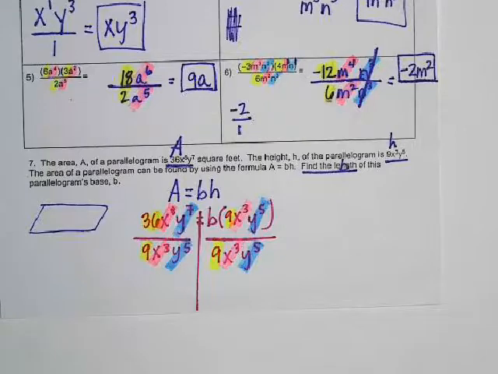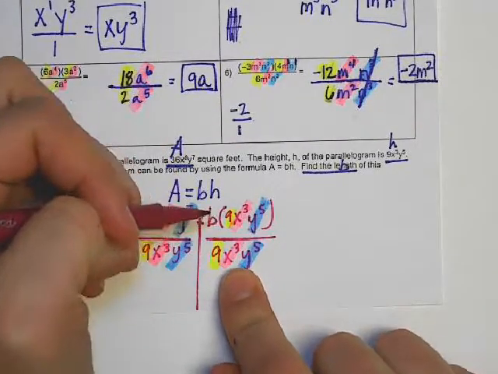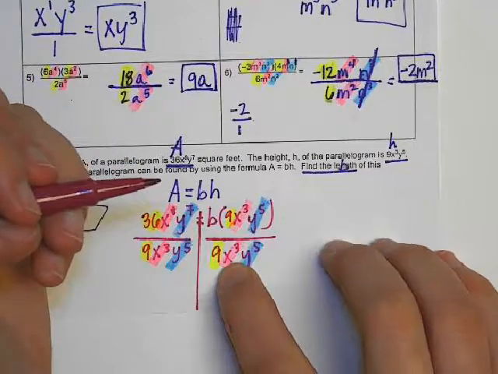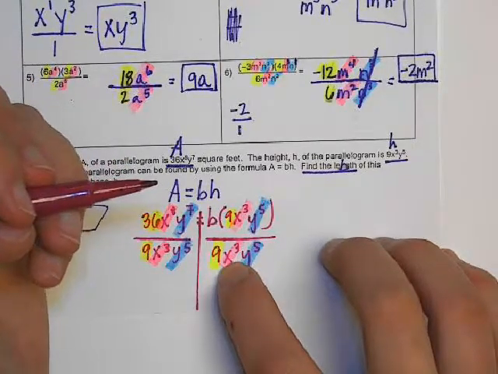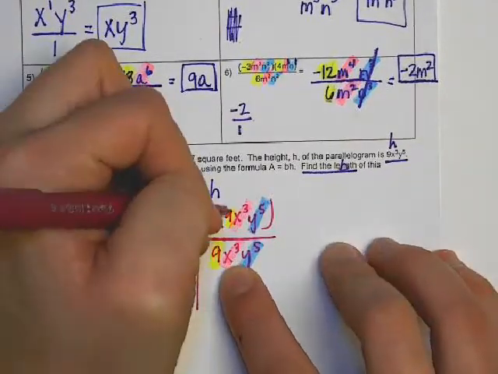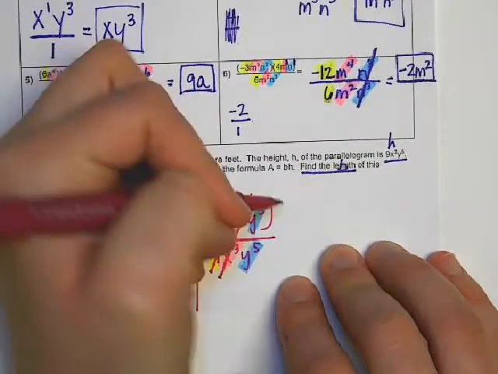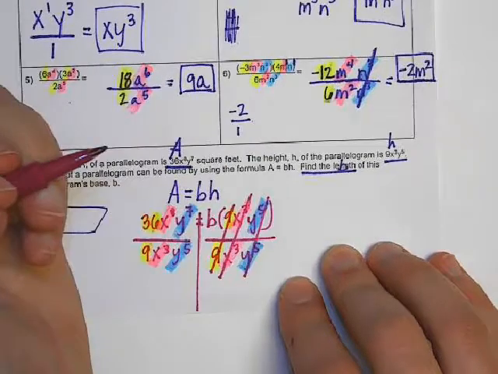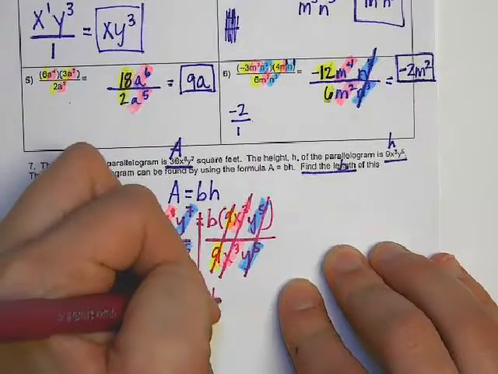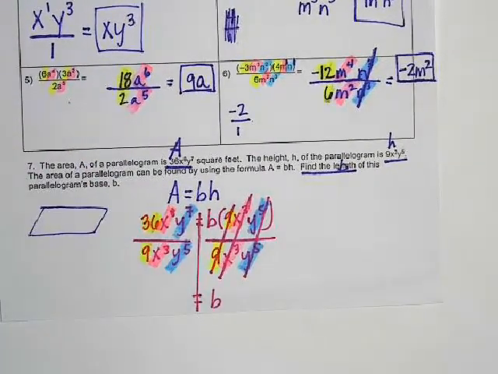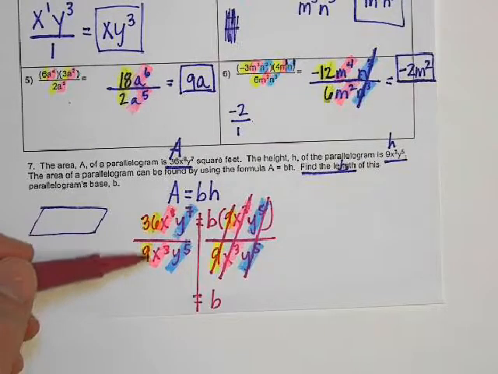Okay, now let's start on this side. If I have the same thing on the top and bottom of a fraction, what happens? They cancel. So what happens to these 9s? What happens to the x cubes? The y to the 5ths. So what am I left with? B equals. What about the other side? Can I cancel anything? No, because they're all different. What operation is happening? Division.